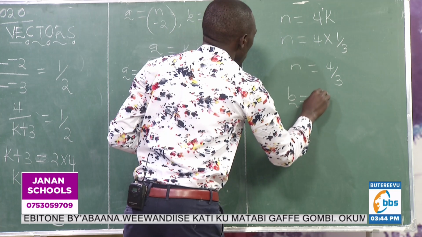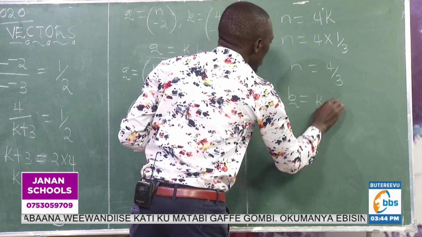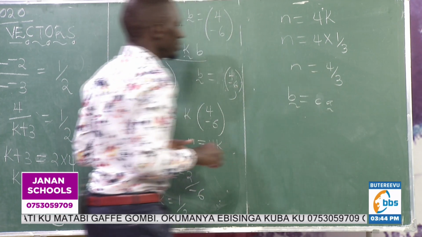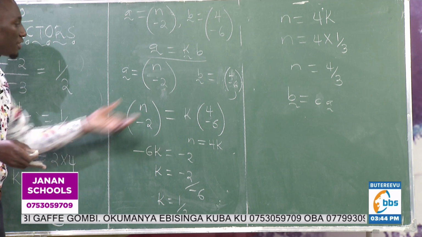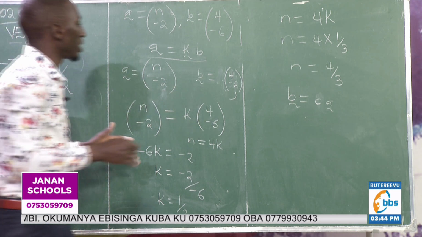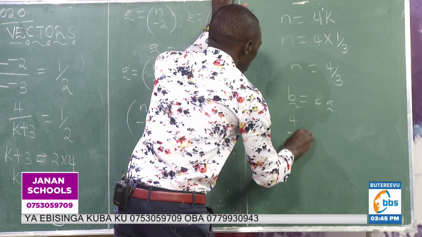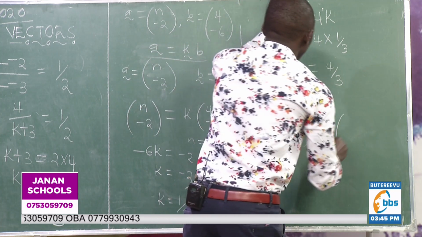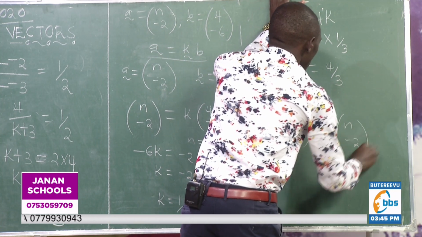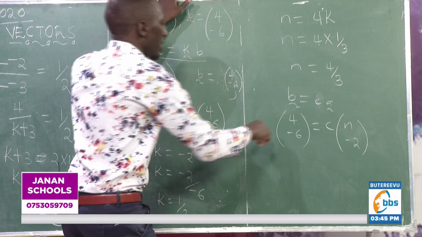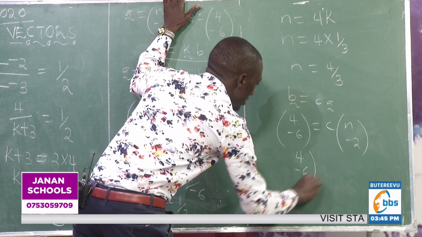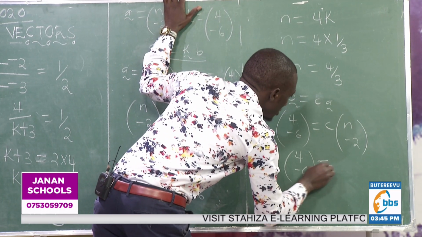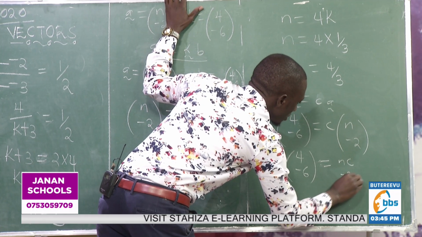I say this vector b will be equal to k times the other, so there must be a constant. In this case, I can maybe call this one an s or a c. C is my constant, or a scalar. Even if I use this one, it will come out. I have my b, it becomes 4, negative 6. So the constant will change, but still the answers will be the same. For n, I say this is n, negative 2. So when I multiply here, 4, negative 6 will be equal to nc, then negative 2c.